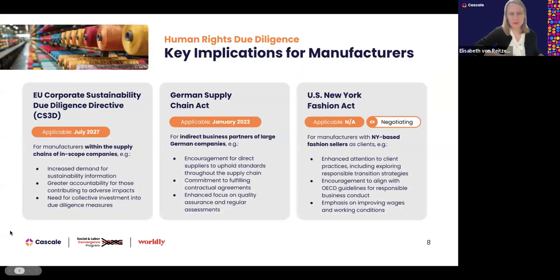I would like to start with that one because it's a crucial piece of legislation and will also be covered a bit more later on by Tom's assessment. So what does this piece of legislation mean? It will require companies to address human rights issues within their chain of activities as of July 2027. It will also have an impact on manufacturers, which is what we would like to focus on today.